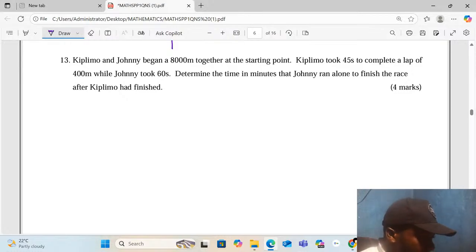Now 13, Kiplimo and Johnny began 8,000 meters together at a starting point. That is a race. Kiplimo took 45 seconds to complete a lap of 400 meters, while Johnny took 60 seconds. Determine the time in minutes that Johnny ran alone to finish the race after Kiplimo had finished.